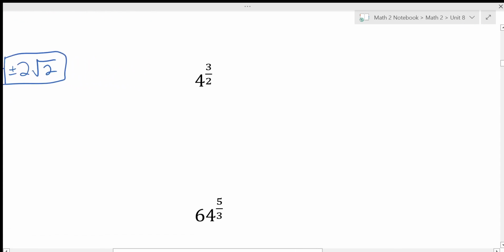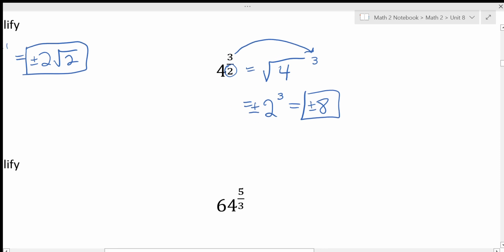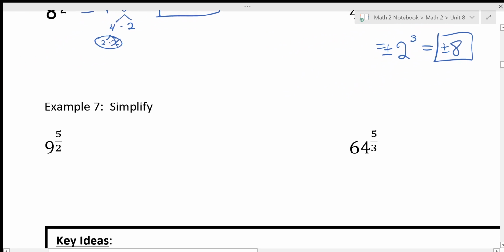Okay, this one gets a little more exciting because we don't have a 1/2 or 1/3. Again, the denominator will go in front of your radical. So we're looking for the square root of 4, and then we're going to raise whatever that is to the 3rd power. Square root of 4 we know to be 2, and then we raise it to the 3rd power. 2 to the 3rd power is 8. We'll go ahead and throw that plus or minus in front because it is a square root. If we had the positive 2 cubed, we'd have positive 8. If we had the negative 2 cubed, we'd have negative 8.